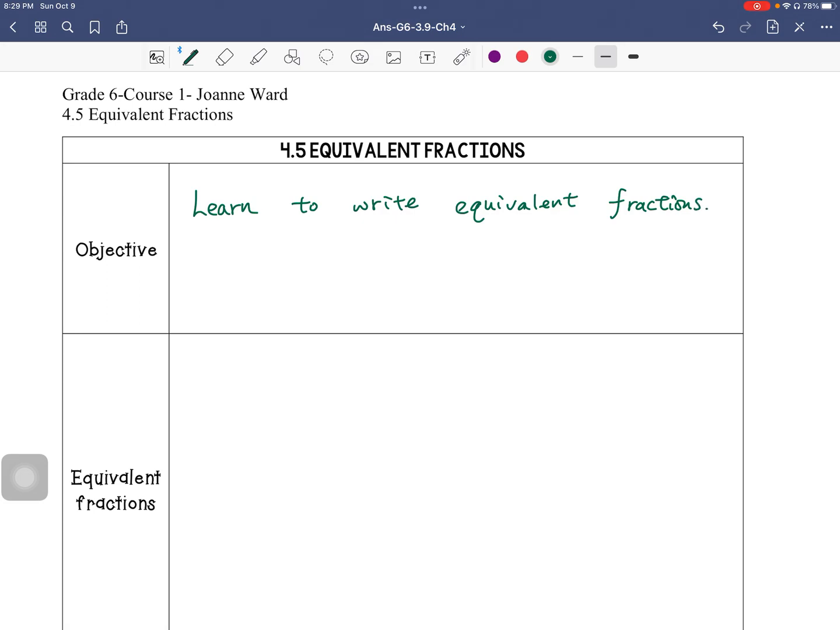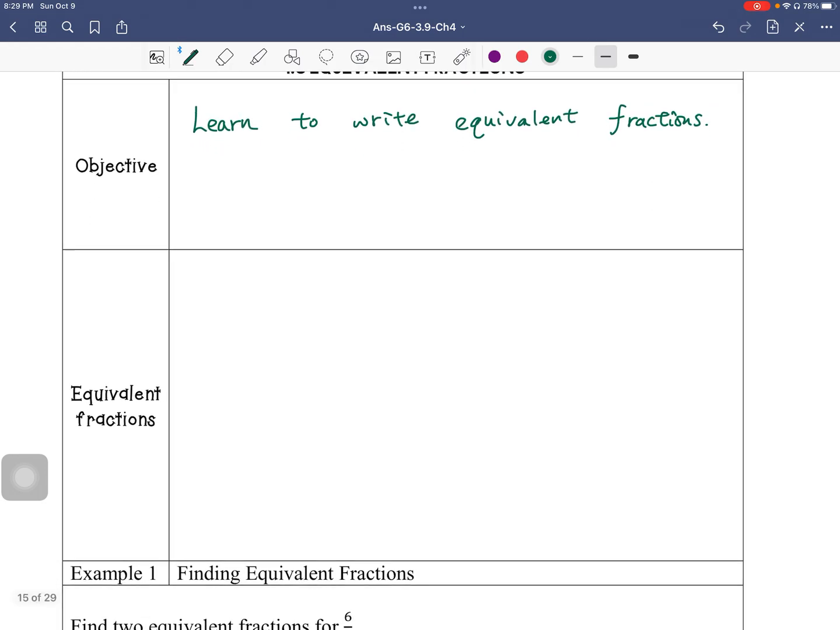So what are equivalent fractions? Equivalent fractions are fractions that represent the same value.